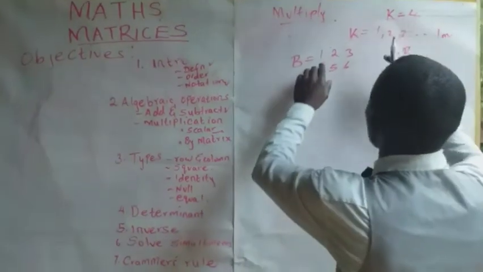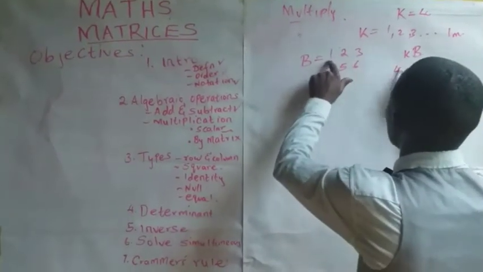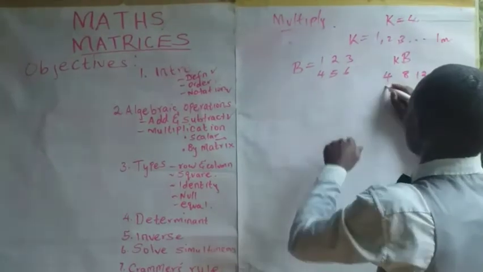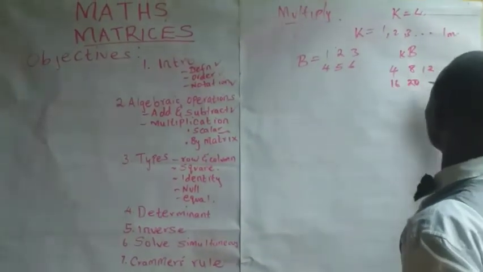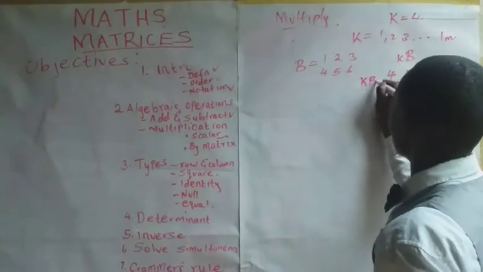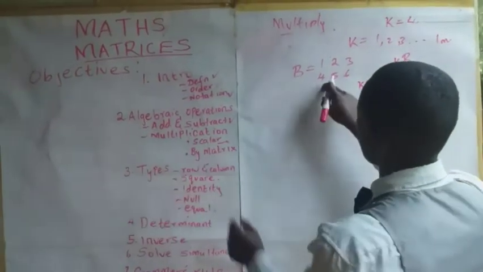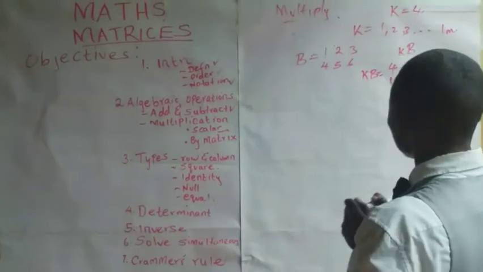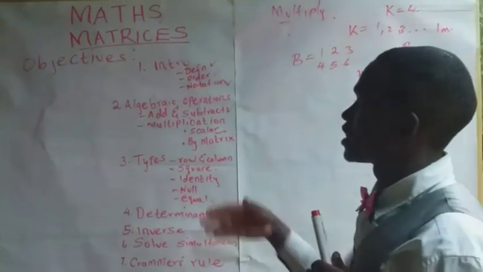K is 4, so K times B is 4 times 1 is 4, 2 times 4 is 8, 3 times 4 is 12, 4 times 4 is 16, 5 times 4 is 20, and 6 times 4 is 24. So this matrix KB is what we got from multiplying matrix B by the scalar K, which is 4. It's that simple. You just multiply every element of the matrix by the scalar.